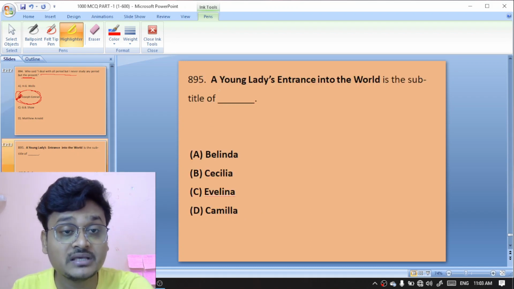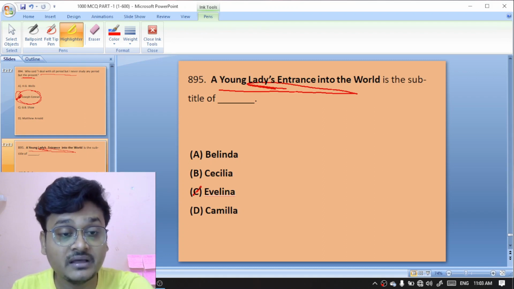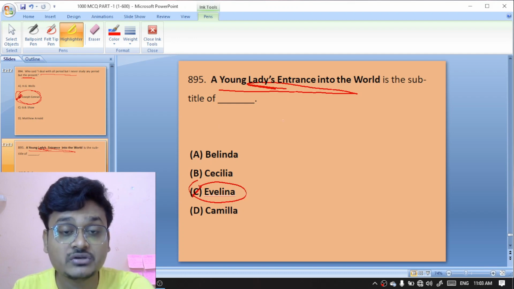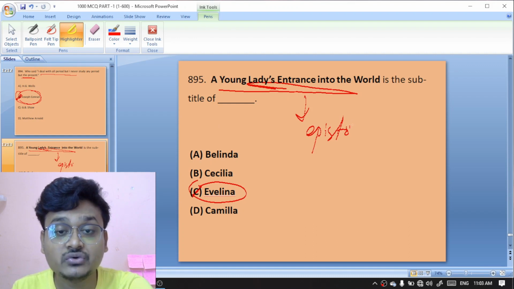Moving to the next question. A Young Lady's Entrance into the World. This is a subtitle of which work? This is Evelina. Evelina is an epistolary novel.